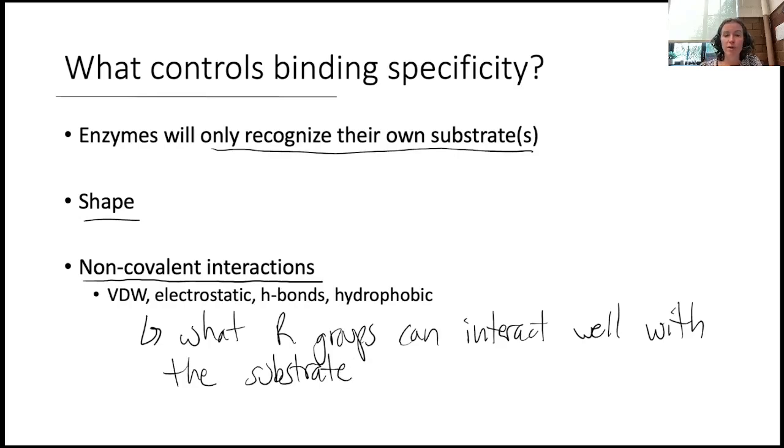So for sure, we would expect that if the substrate is nonpolar, we probably need some nonpolar R groups to interact with that substrate. If the substrate is charged, maybe we want some amino acid R groups that can perform good ionic interactions with that charged substrate.